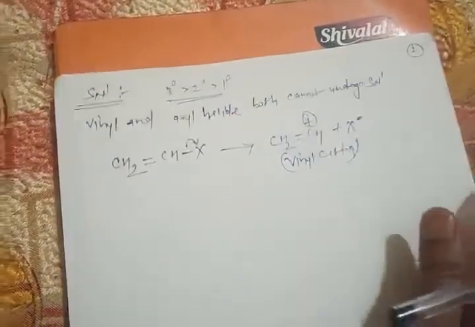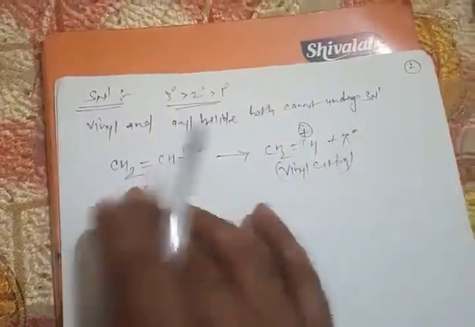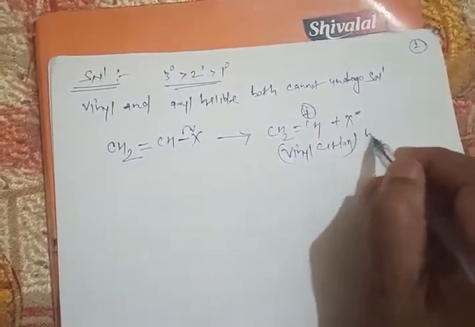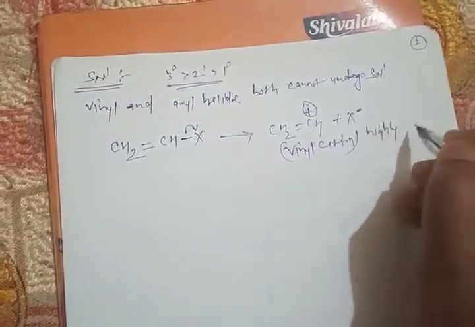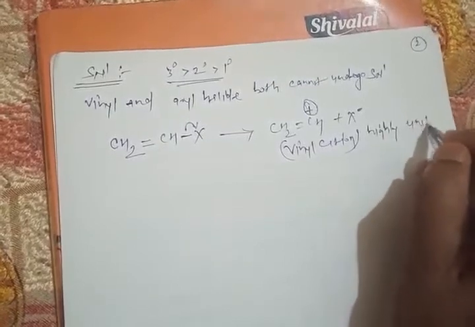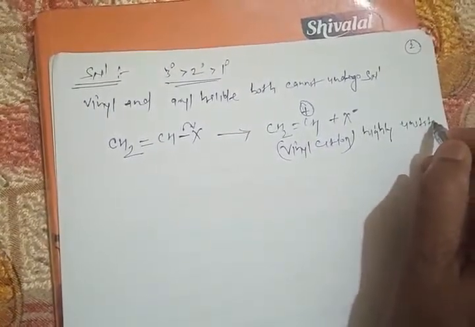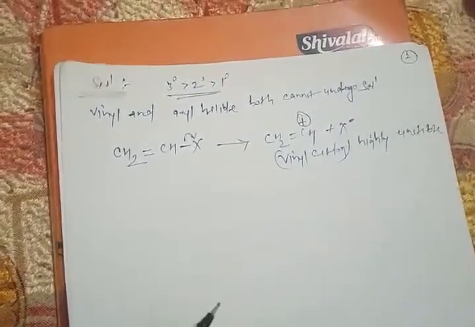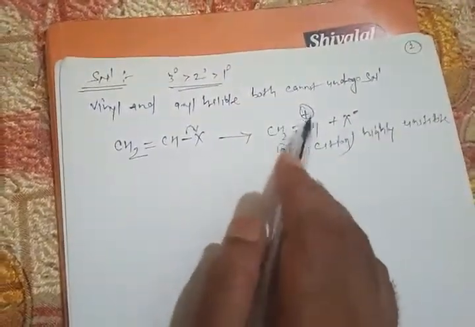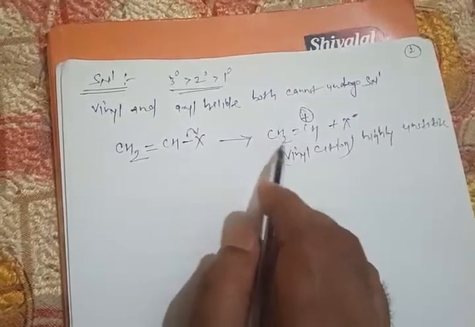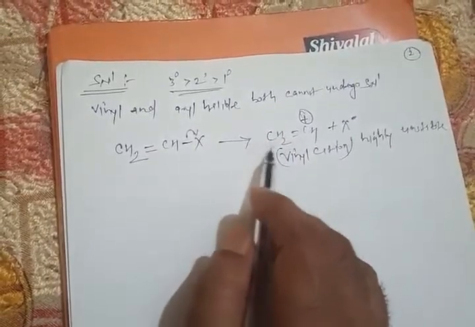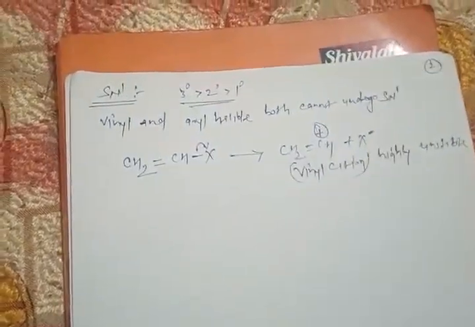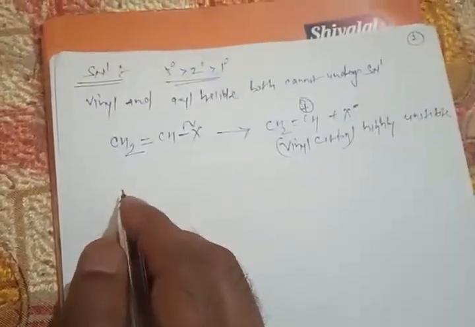And this vinyl cation is highly unstable, because the tertiary carbocation is stabilized by the presence of 3 CH3 groups, but here there is no resonating structure, and there is no electron releasing group, so this will make it highly unstable.